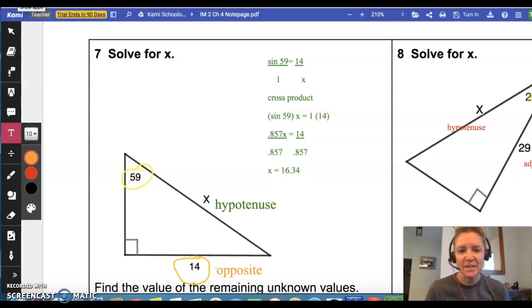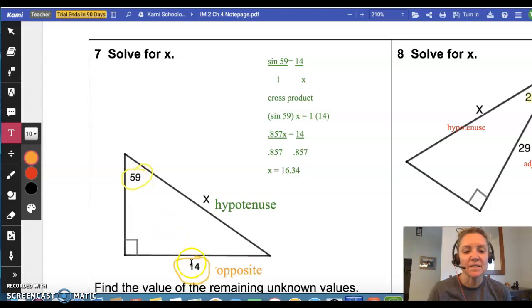So starting with number 7, we're going to be given some right triangles and asked to solve for a side or an angle. So on 7, they're asking us to solve for x, which is this side right here. And it's opposite that 90-degree angle. So I'm going to go ahead and label it the hypotenuse.